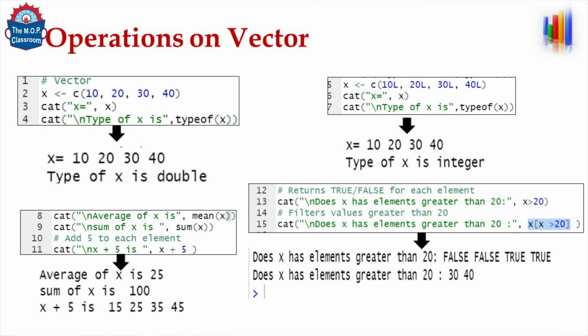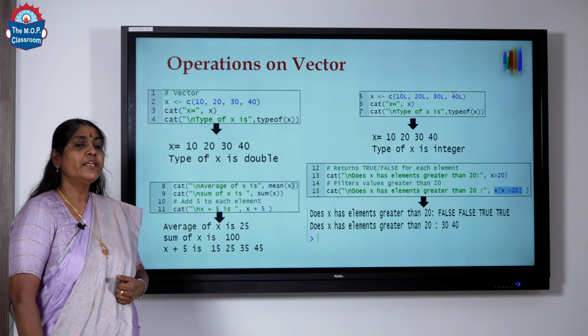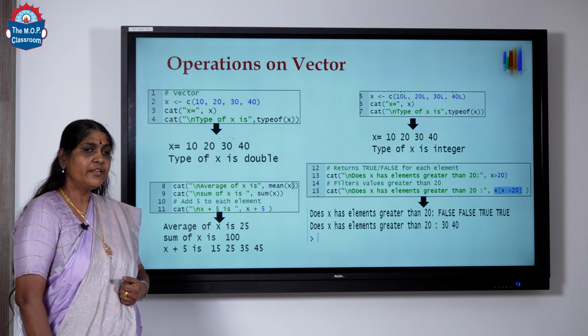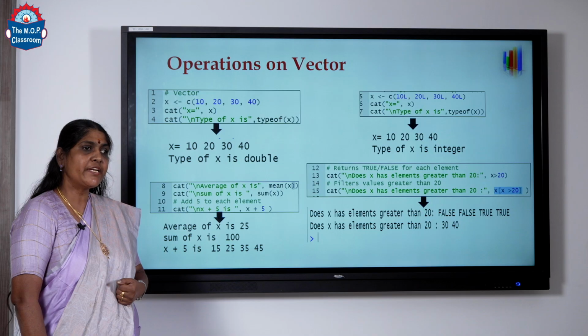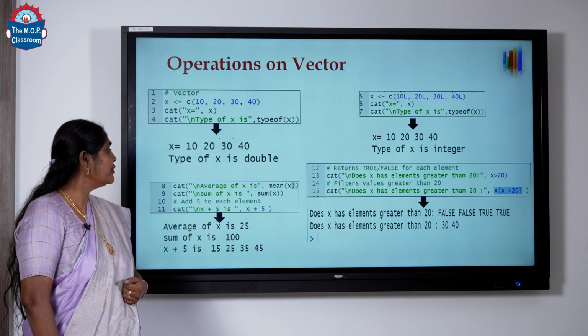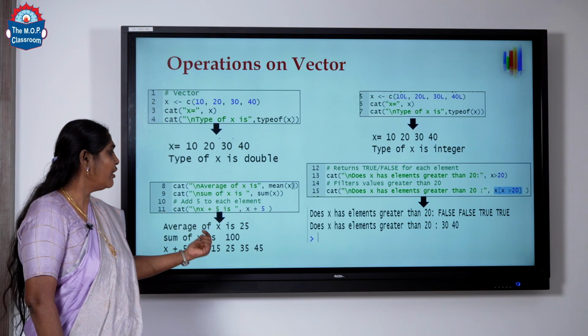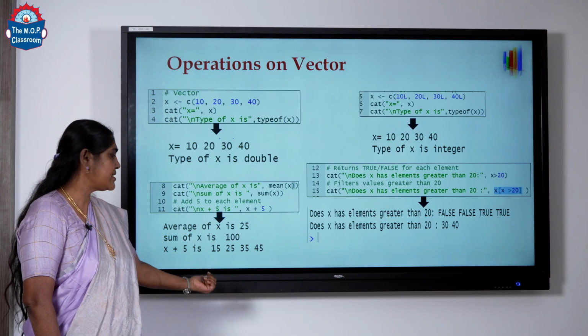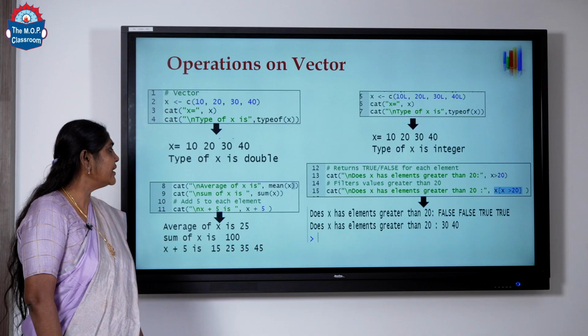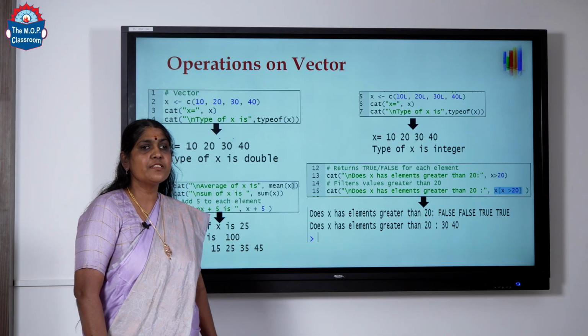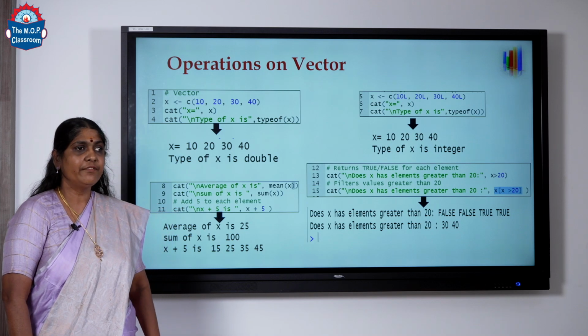Here are some of the operations that we can perform on a vector. The first one is how to find out the data type of the information stored in the vector. Using the typeof method, we can find out the type of the data that is stored in the vector. Also, we can perform operations on the vector, like finding the average and the sum of values stored in the vector. Also, we can perform logical operations on the elements that are stored in the vector.